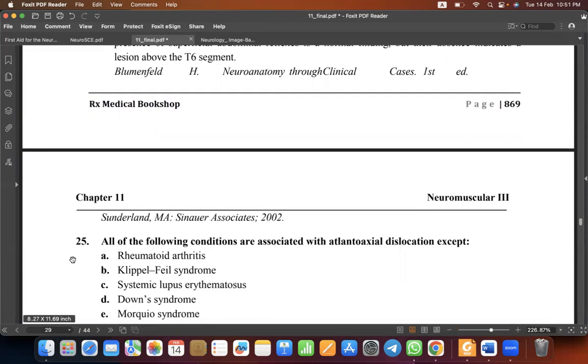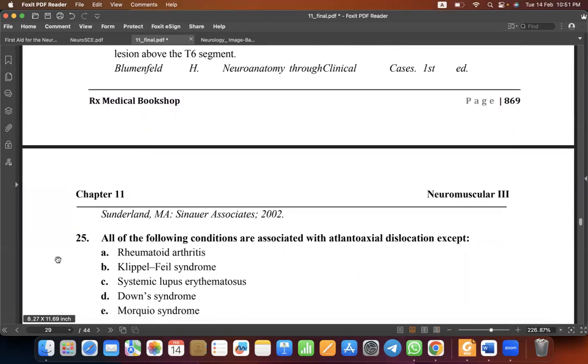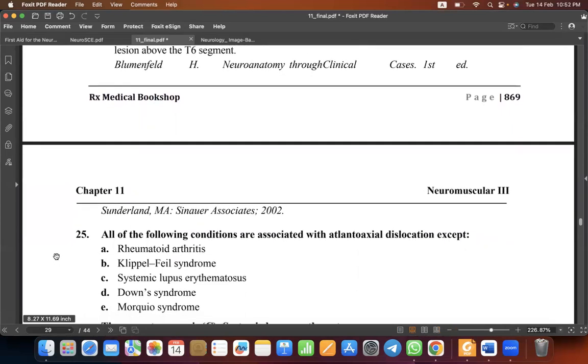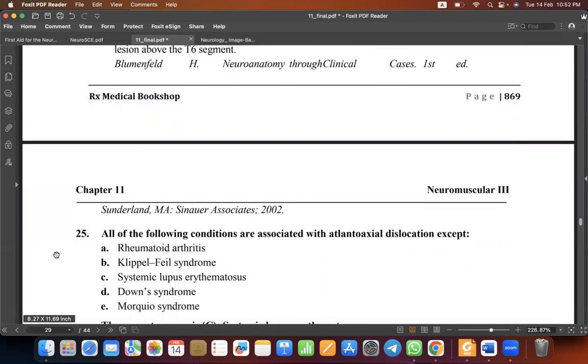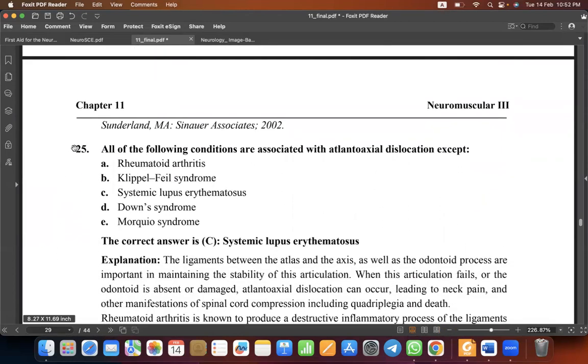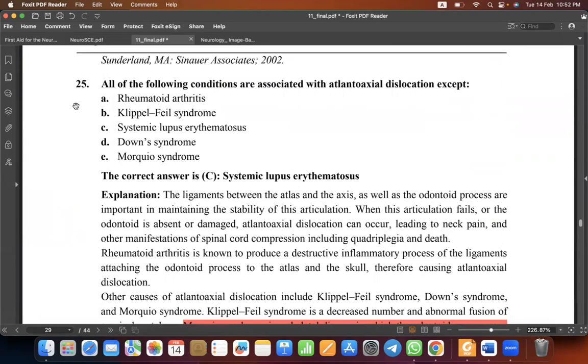Now, a very important thing that will involve atlantoaxial dislocation. A lot of conditions can have this atlantoaxial dislocation. We should know about these as well. So rheumatoid arthritis is an important cause of atlantoaxial dislocation. Down syndrome can cause it. Klippel-Feil can definitely cause this as well. I guess we should also think about SLE as a cause of atlantoaxial subluxation.